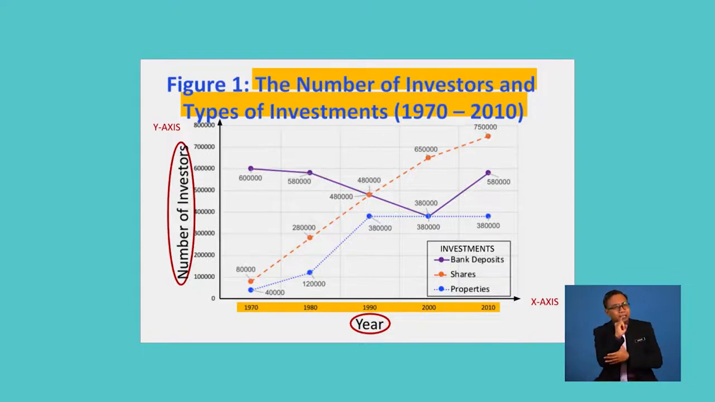What is the prominent information indicated in this visual? By studying the title, we can conclude that the visual is about the number of investors and types of investments. Not only that, the visual also describes the time frame from 1970 to 2010. Specifically, the time frame indicated in figure 1 starts from 1970, followed by 1980, 1990, and finally 2010. How many segments of time frame are mentioned? There are 5 different time frames.